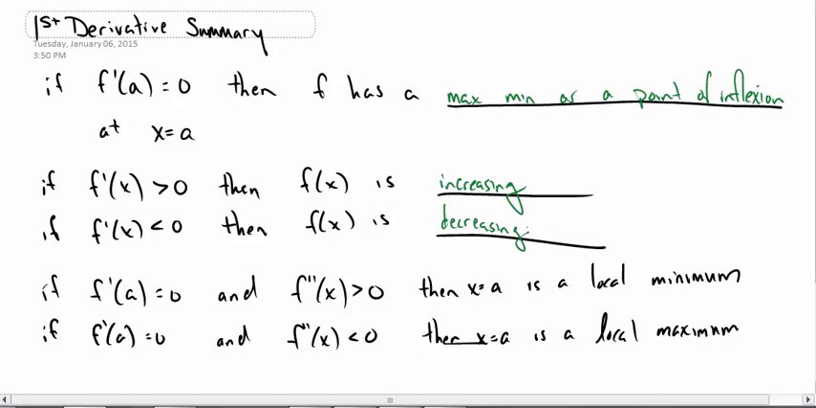And if f prime of x is less than 0, then f of x is decreasing. To go a step further and introduce the second derivative, if the first derivative is equal to 0, and the second derivative is positive, in other words, it's concave up, then x equals a is a local minimum. I should say this is f double prime of a is greater than 0. If f prime of a is equal to 0 and f double prime of a, the second derivative at that point, is less than 0, then x equals a is a local maximum. Cool. There's a nice little summary for us.